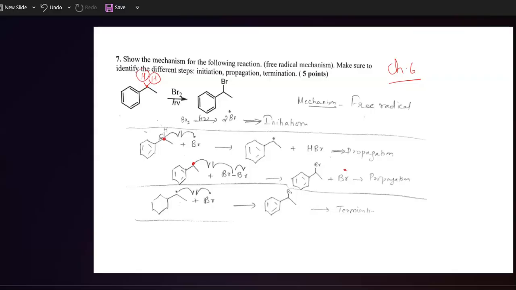So how do you identify a propagation step? On your product side, you should get a radical formed, right? As long as a radical is formed on the product side, then it is called a propagation step. Finally, we have the termination step where two free radicals combine to give you the final product, and there are no new radicals formed on the product side. So that is what is called a termination. So we have initiation, propagation, and termination.